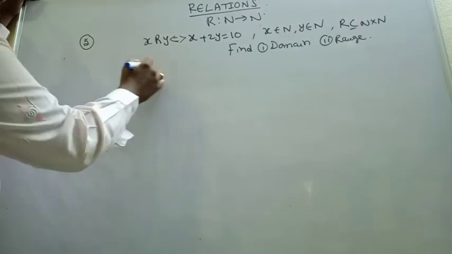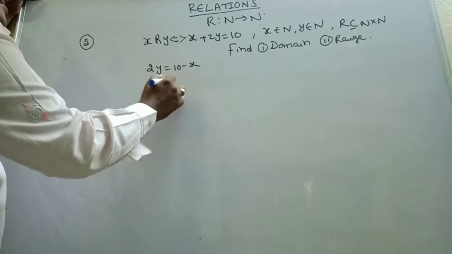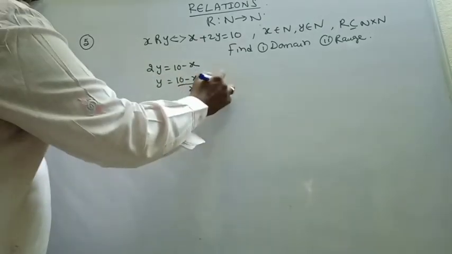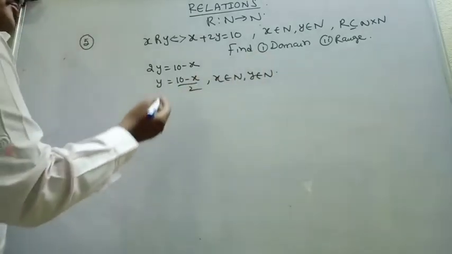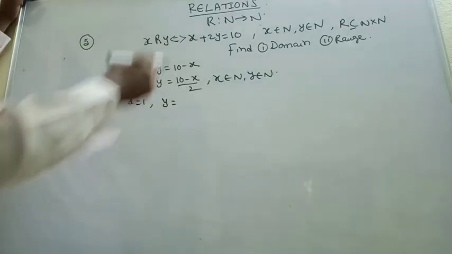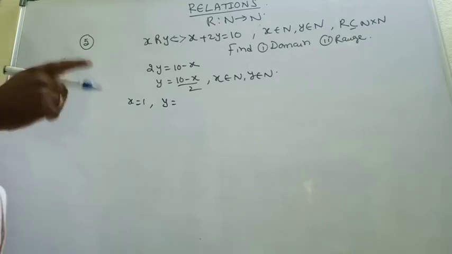You see, how we are going to do this: 2y equals 10 minus x, and y is equal to (10 minus x) by 2, where x belongs to N and y belongs to N. Suppose you take x equal to 1, then y is equal to what you will have. You cannot take negative numbers for x. 0 also you cannot take because both are natural numbers.